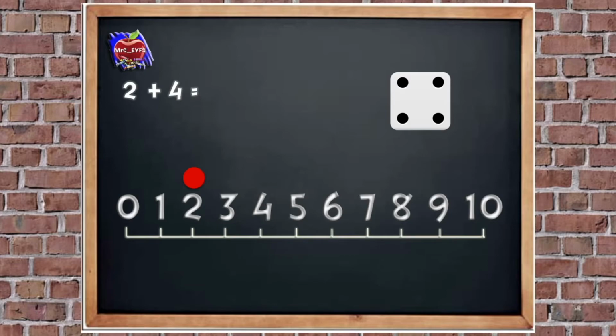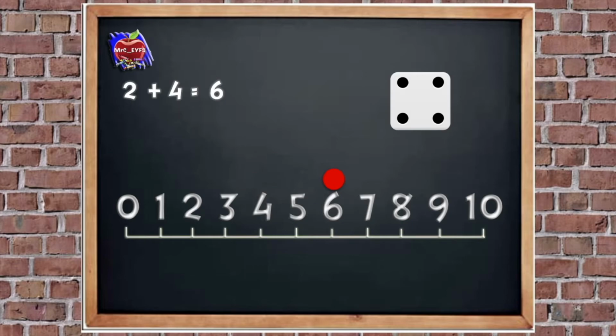So my counter's on number 2. I need to do 4 jumps forward. So you ready? Let's do this one together. So I'm going to go 1, 2, 3, 4. And what did I land on? Yeah, 6. So my answer is 6. 2 add 4 equals 6.